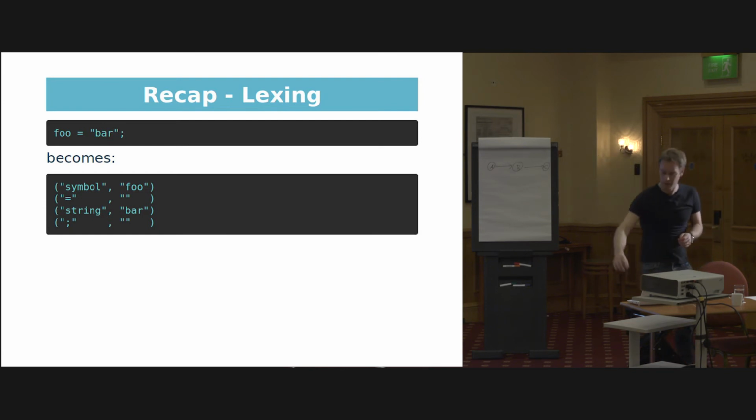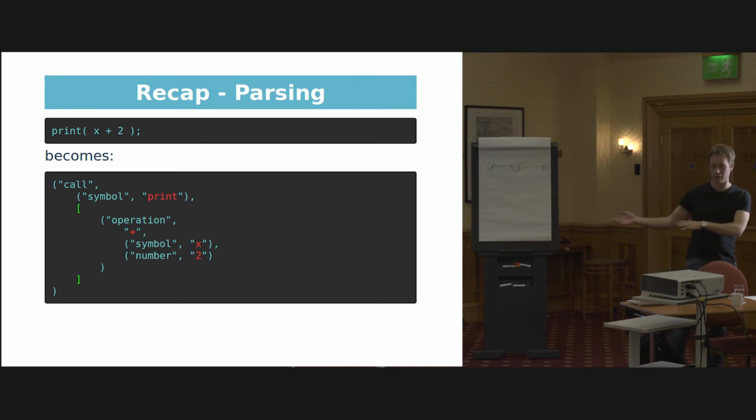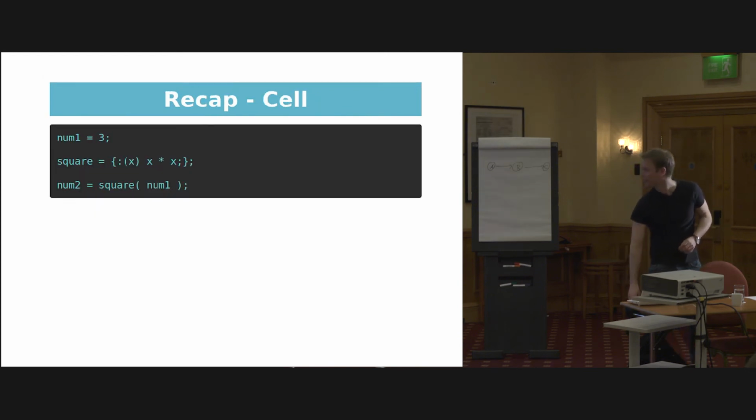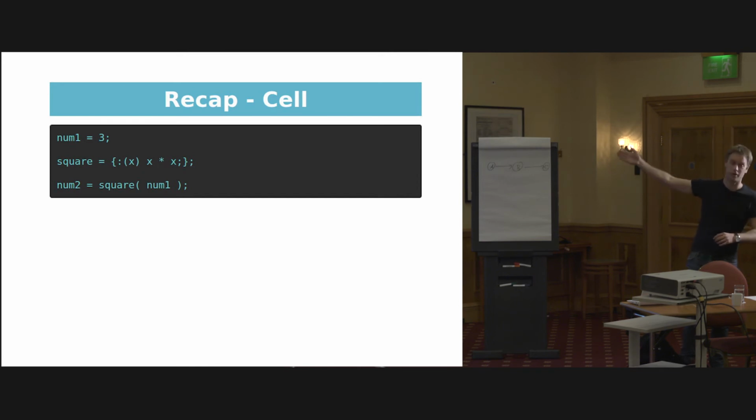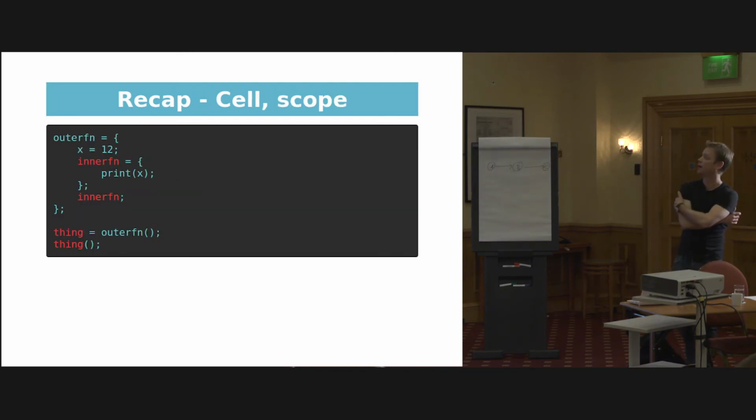Lexing chops up the symbols and gives you these tokens, which are always length 2. Parsing recognizes tree structures and returns them as tuples within tuples within tuples. Cell looks like that. Functions are defined with a curly bracket and then a list of variable names, and a list of statements separated by semicolon. You call functions in the way that you like. And then an important recap for the next bit we're about to cover.